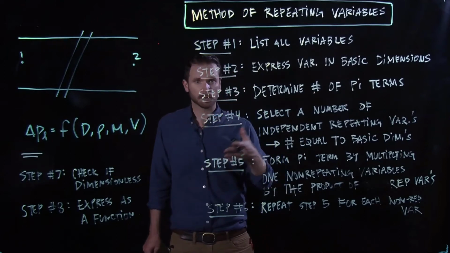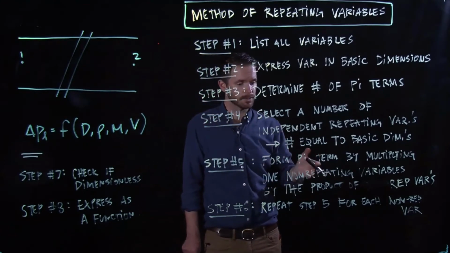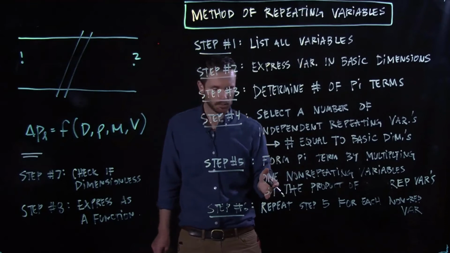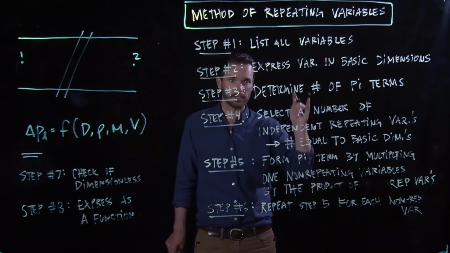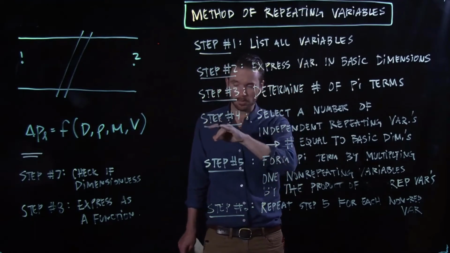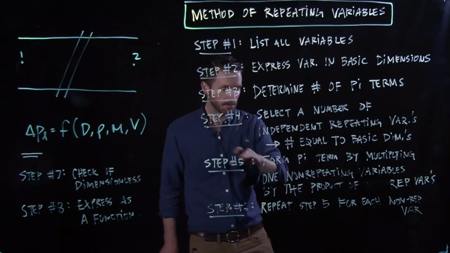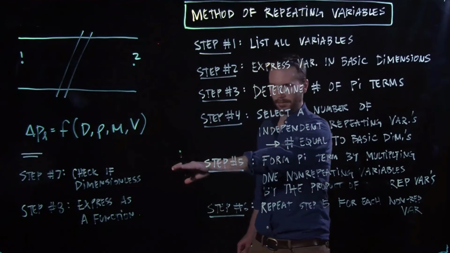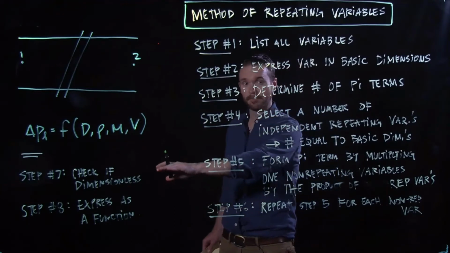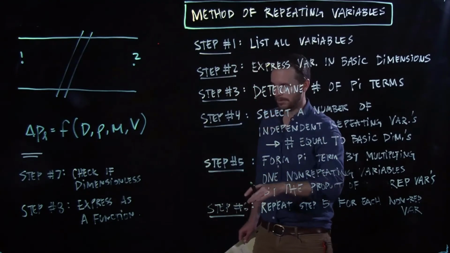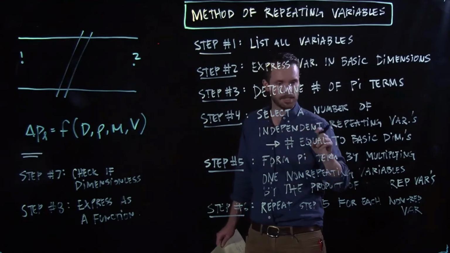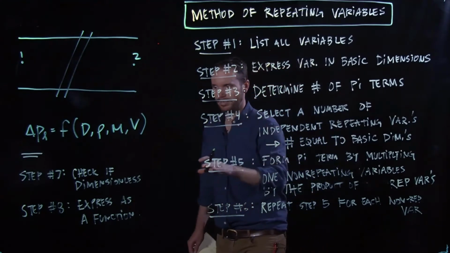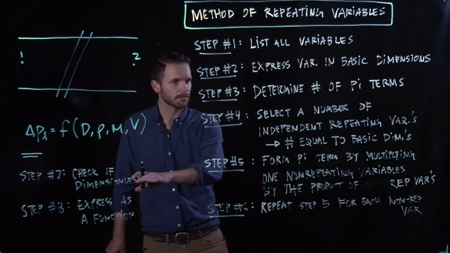Step number 6 is to repeat that process by using the remaining non-repeating variable. And so therefore we would end up with, in our case here, for the pressure drop in the pipe, 2 pi terms, right? Step number 7 is to check if each of those dimensionless products you have are indeed dimensionless. This is always a good point to check in to make sure that you haven't done any of your math incorrectly. And step number 8 is to express these as a function of each other.